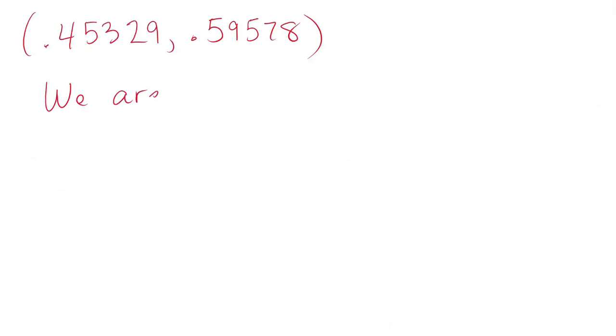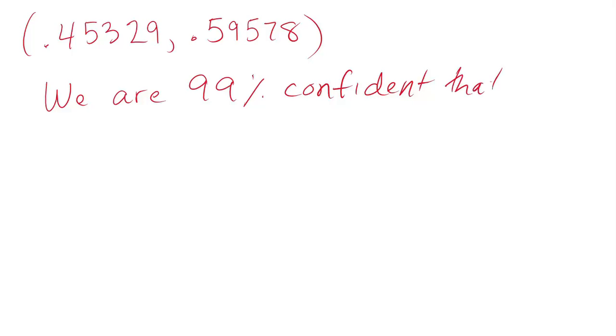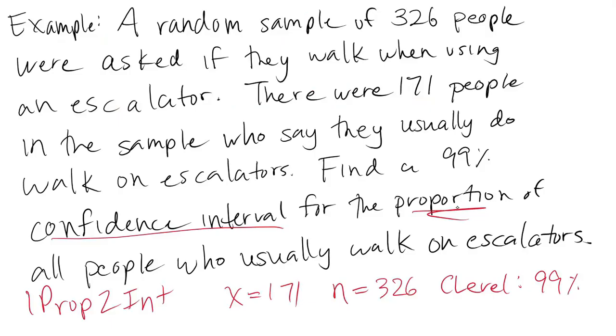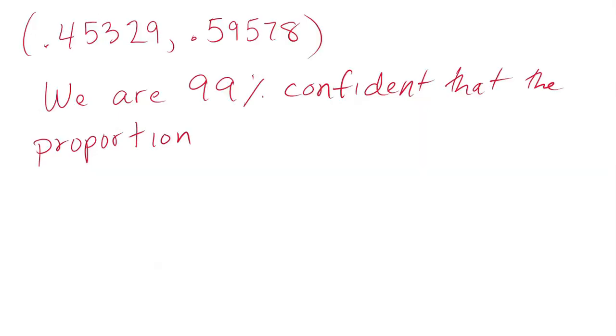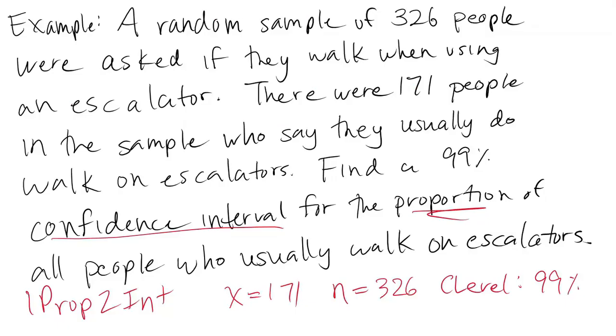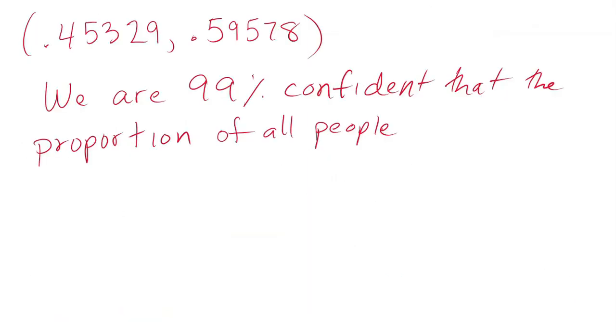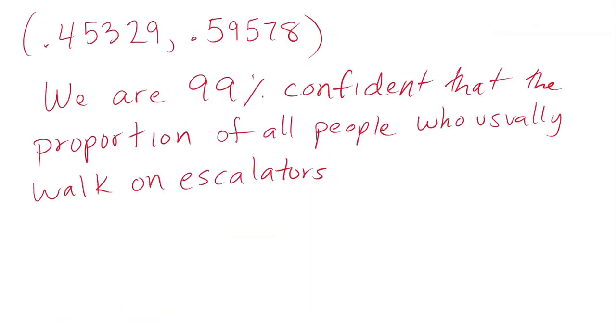We are 99% confident that the, stop your hand from writing mean. This wasn't for a mean. We're estimating the proportion. Proportion of what population? All people. Proportion of all people who have what property? Who usually walk on escalators. That part's important. Don't forget to point out what segment of the population is considered to be a success.